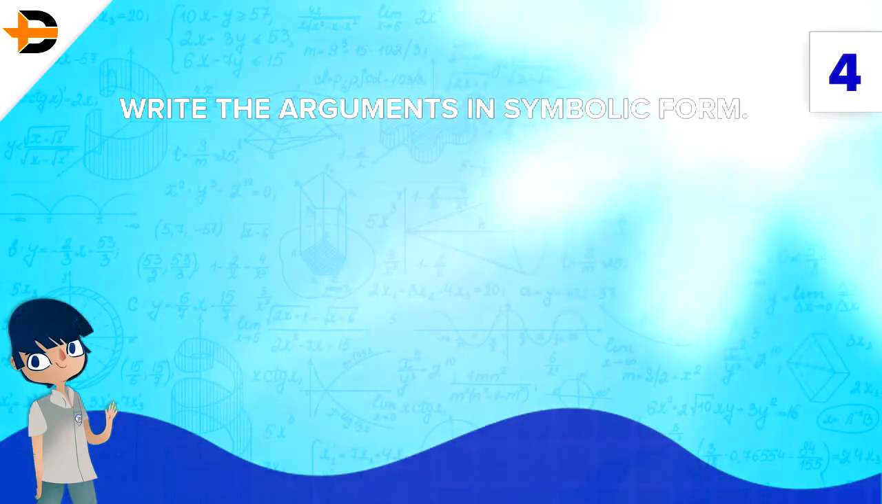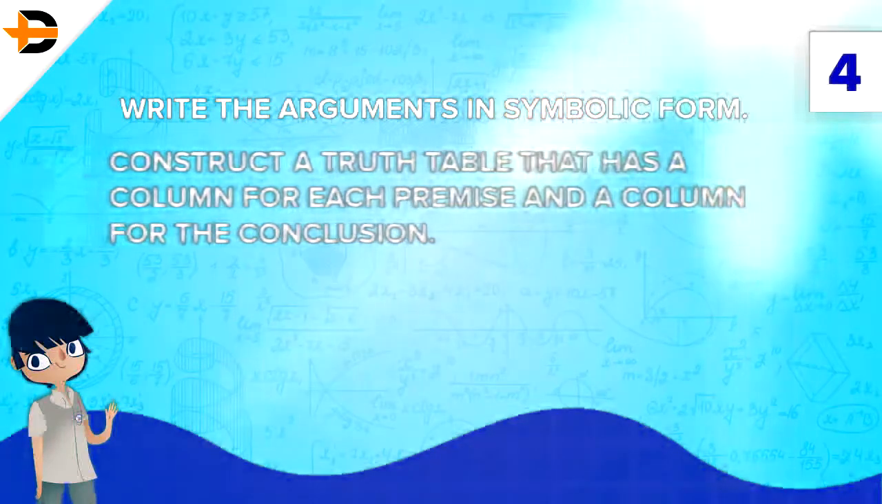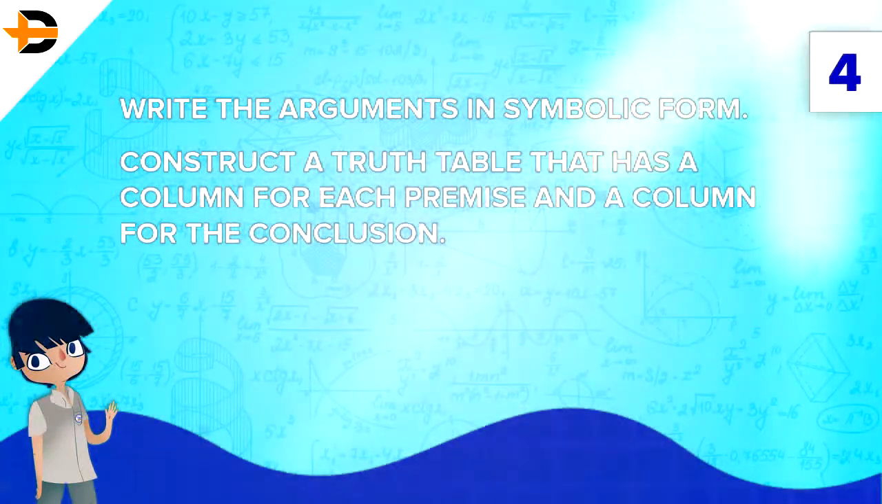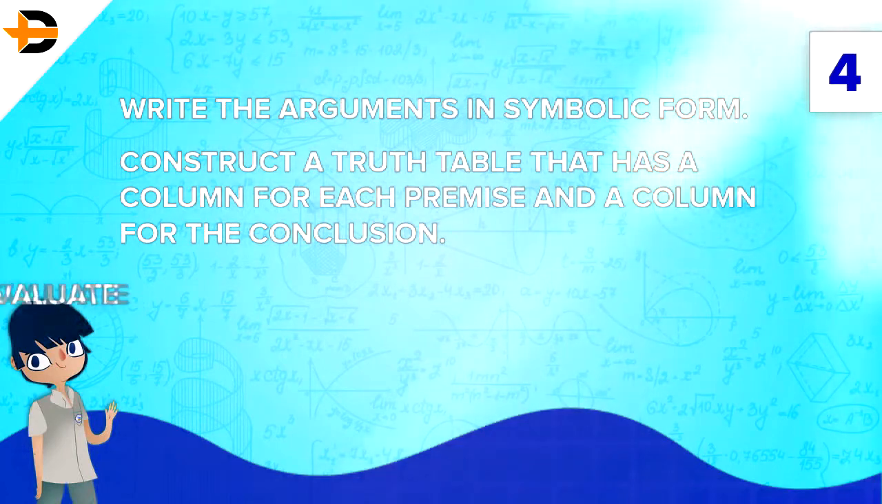Whoa! Let's slow down there, buddy. I know, this is a bit hard to swallow. However, it is easier to visualize the validity of the argument. For now, we will be using truth tables. In determining the validity of the argument using the truth table method, we should, first, write the arguments in a symbolic form. Second, construct a truth table that has dedicated columns for the premises and the conclusion. And lastly, we evaluate. Now let's go to our thought bubble.